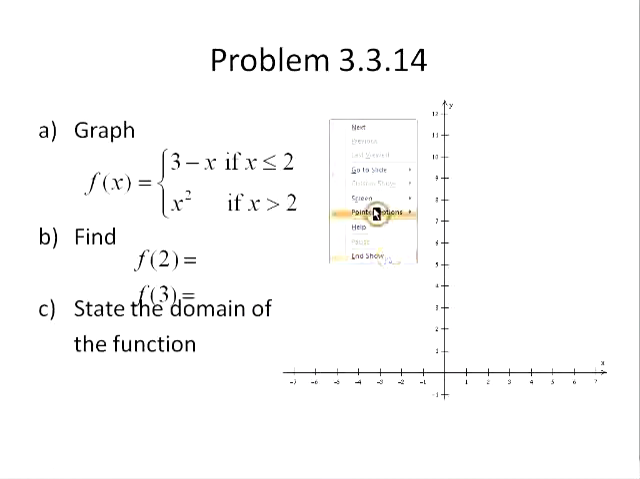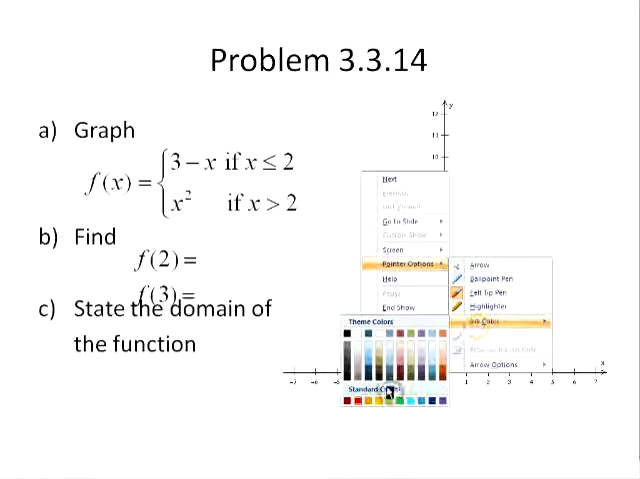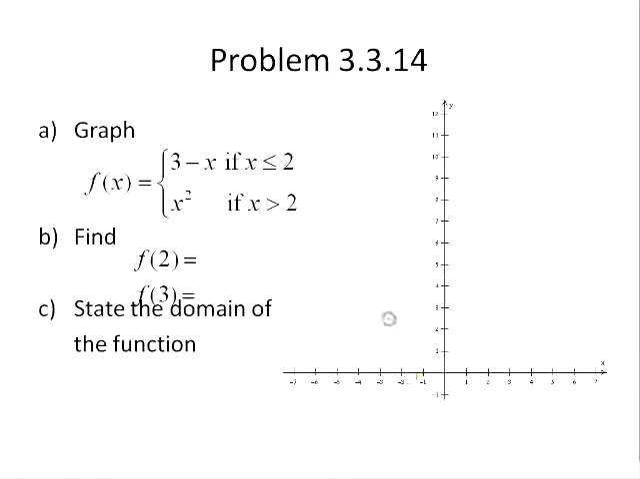To graph a piecewise defined function, I first have to get my pointer ready and choose an ink color. Let's do this one in, I like dark green this time. What we need to do is graph the two different pieces. This is called a piecewise defined function because it is defined differently for different values of x.